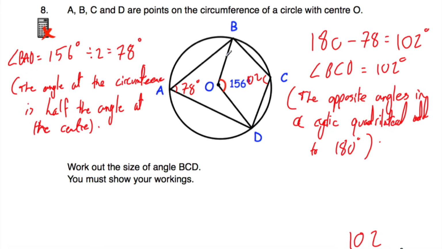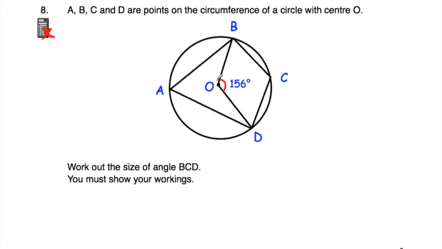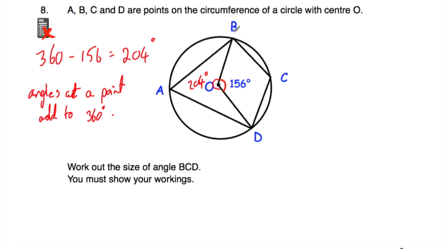So that's one approach. Another approach we could have used is to find the size of this reflex angle. We've got the size of this angle is 156 degrees. We could work out the size of the angle on the other side, that reflex angle, because the angles at a point add together to be 360 degrees. So if we do 360 take away 156, that's equal to 204 degrees. So the reflex angle BOD is 204 degrees because the angles at a point add to 360 degrees.